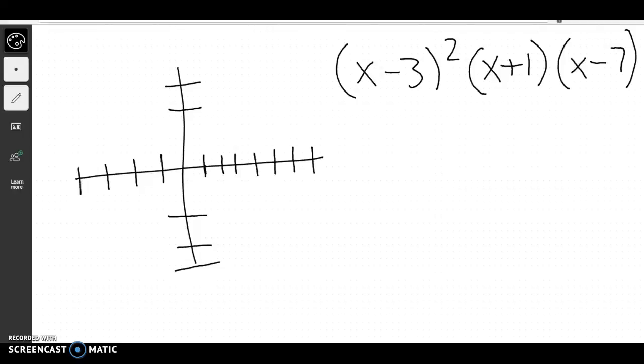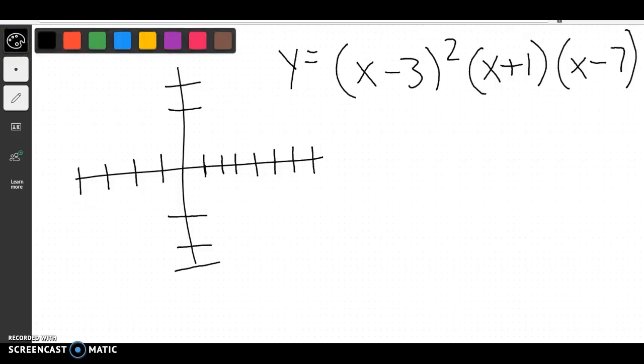Let's see how to graph this polynomial. As you can see, we have a polynomial that is in factored form. If you have a polynomial in standard form, you cannot graph it readily without a graphing calculator or going to Desmos.com. But in factored form, we can actually approximate this.